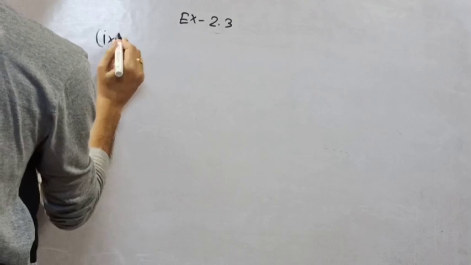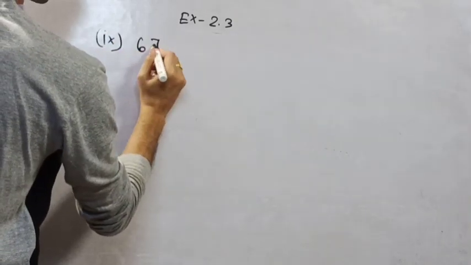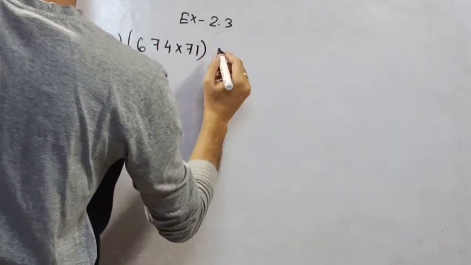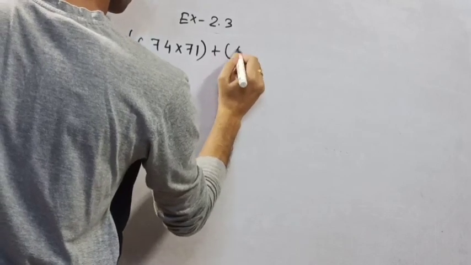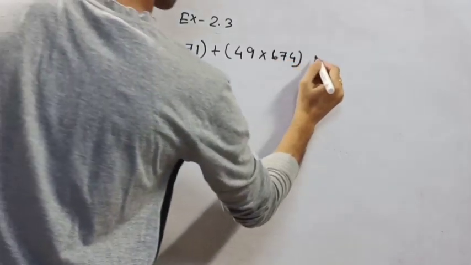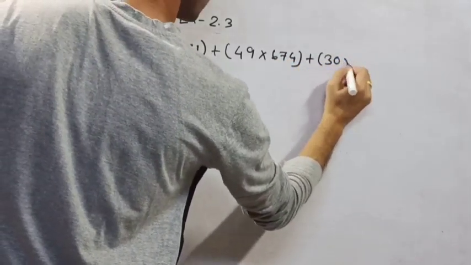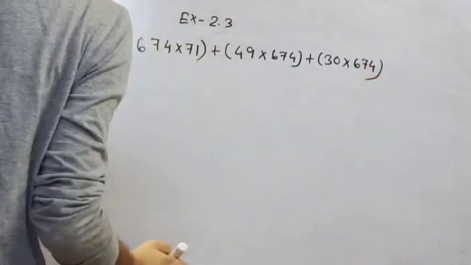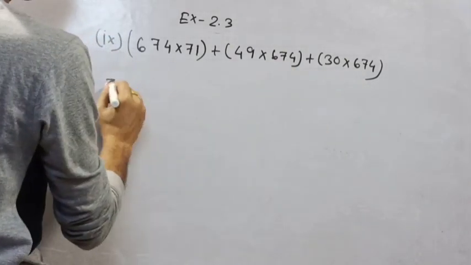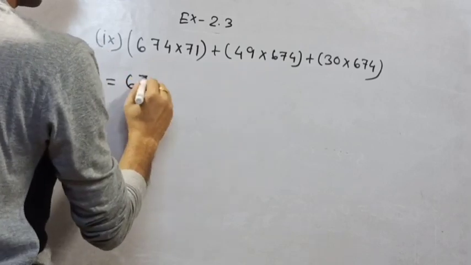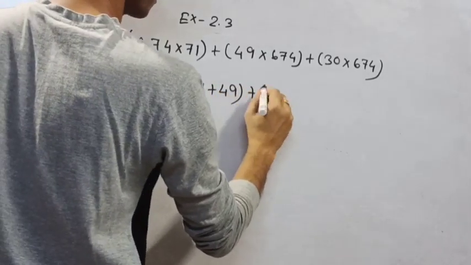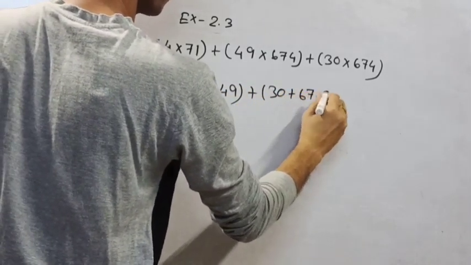Number 8 is one more. Number 9, 674 into 71 plus 49 into 674 plus 30 into 674. Now here 674. So here we write first 674 into 71 plus 49 plus 30 into 674.